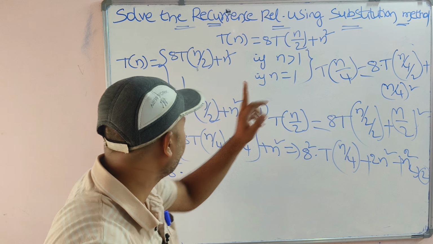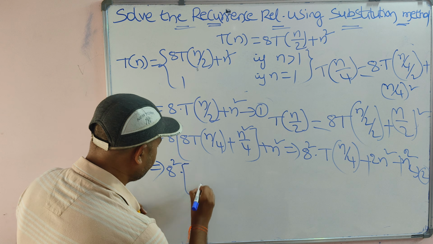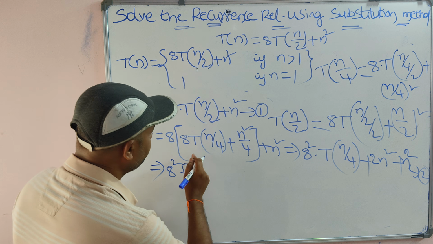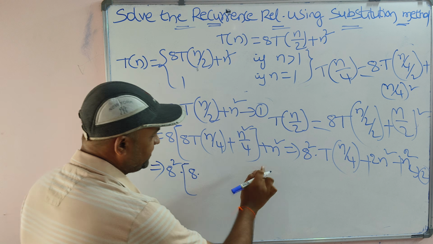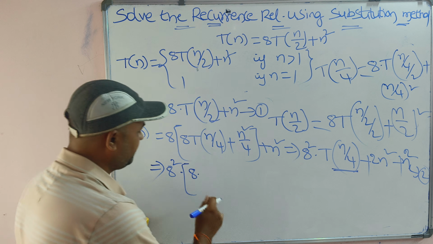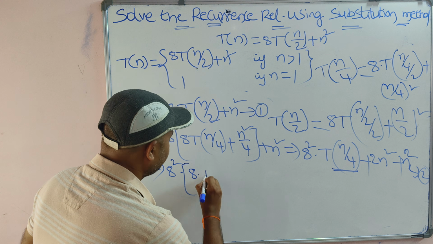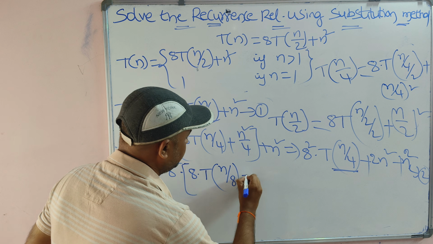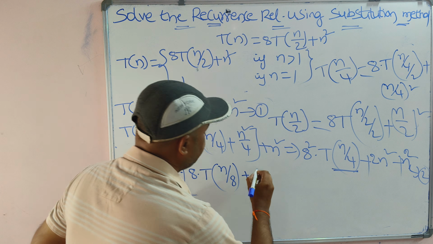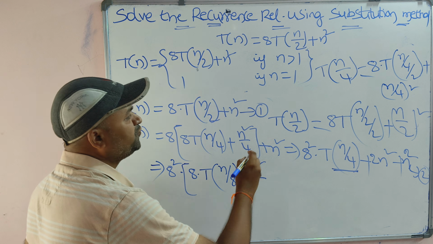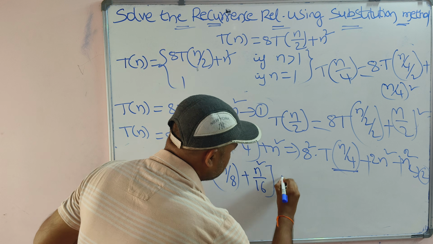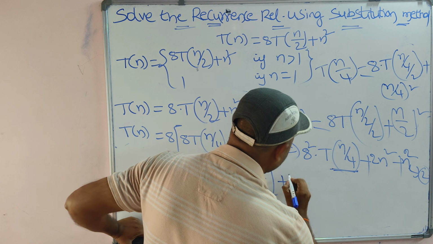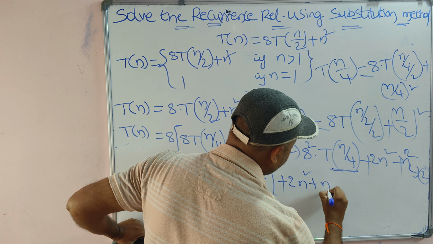Now let us substitute T of n by 4 here. So 8 square into 8 into, 8 square. So this is 8 square. Now we are writing the formula for T of n by 4. What is T of n by 4 formula? 8 into T of n by 4 by 2 means n by 4 into 2, n by 8 plus n by 4 whole square. That means n square by 4 into 4 means 16. So this is nothing but T of n by 4 formula. Plus additionally here we have 2n square plus n square.